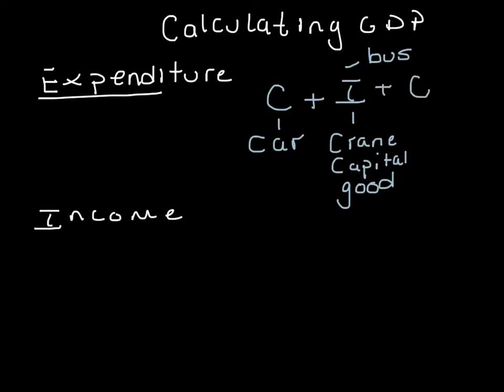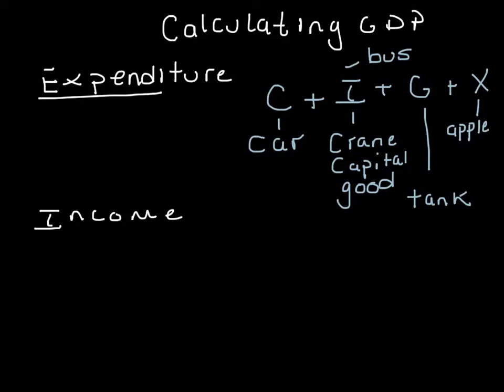Third is government. An example of government spending may be government goes out and they buy a tank. That's government spending. Fourth and last one is what we call net exports. This is exports minus imports. And say, for example, a foreigner comes to America because he hears we have great apple pie.